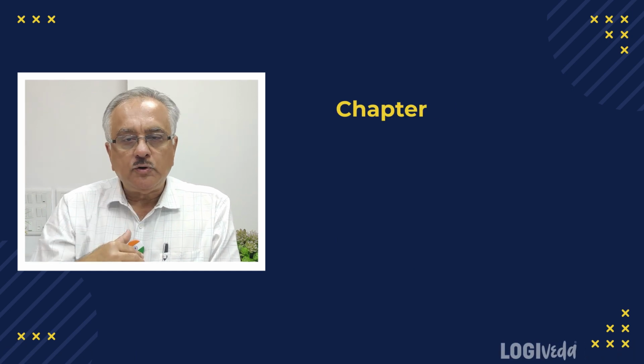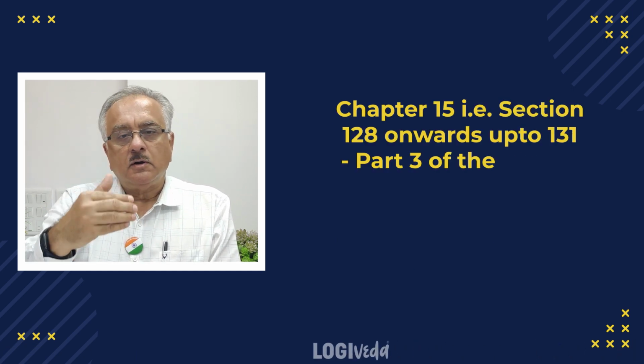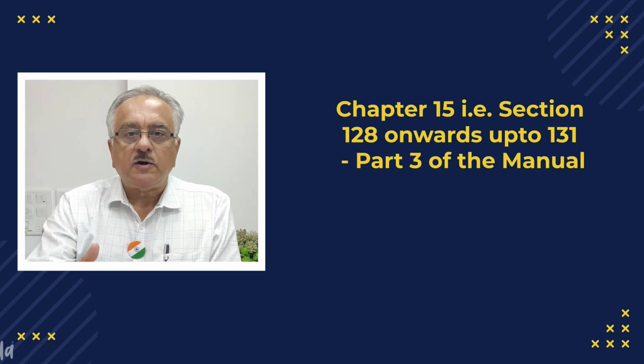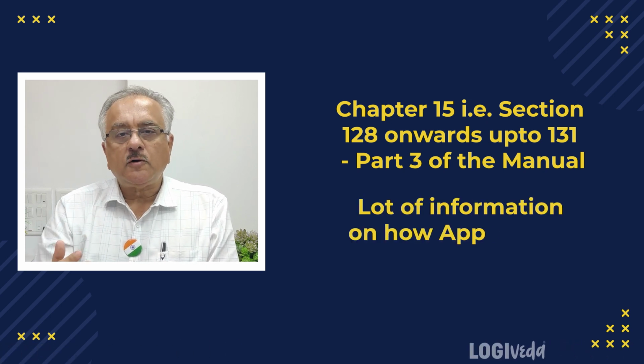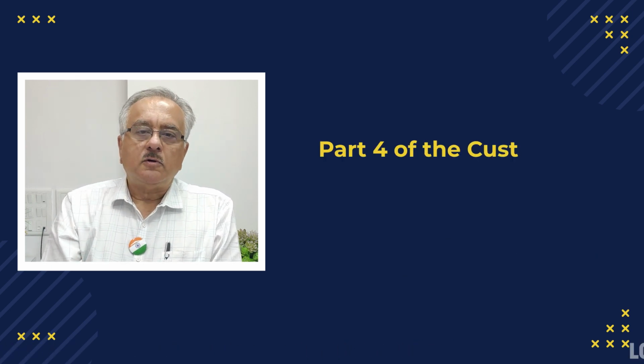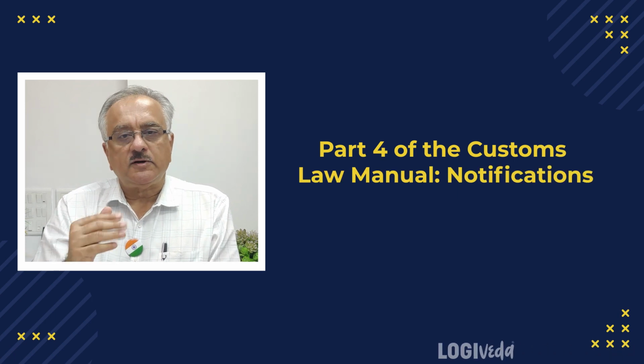So hence, while doing chapter 15, that is section 128 onwards up to 131, we can refer to Part 3 of the manual, which can give you a lot of information on how appeals are filed at various appellate authorities. Then the last part, Part 4 of the Customs Law Manual, is notifications.